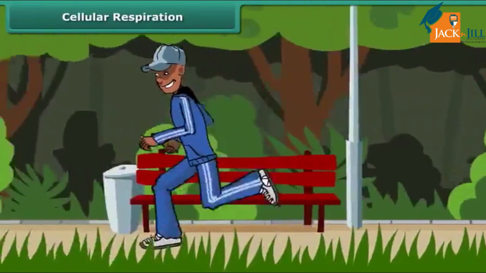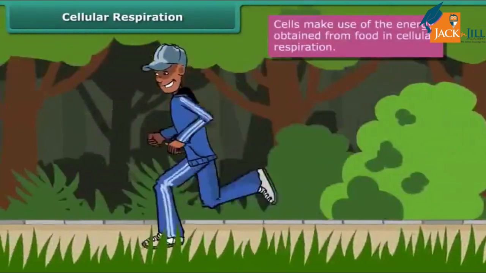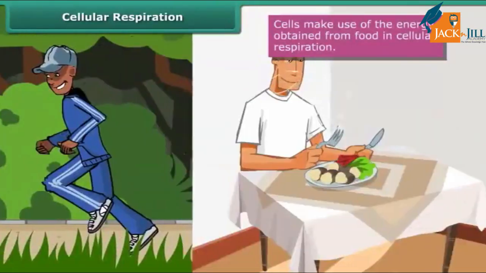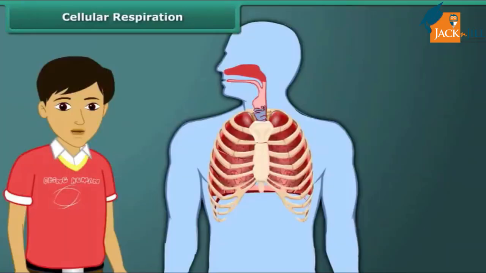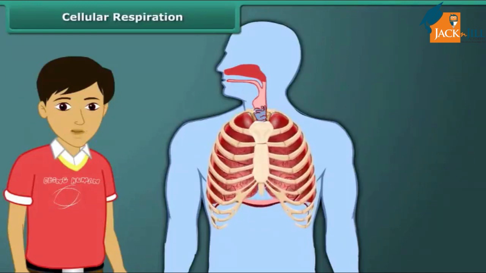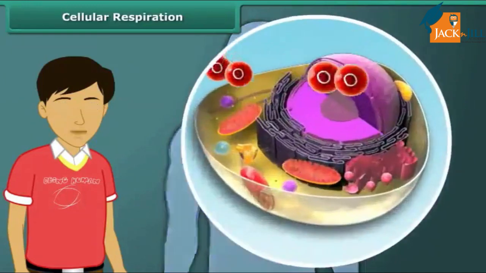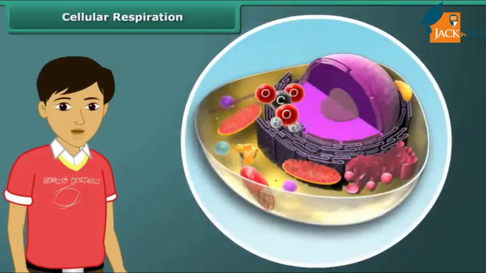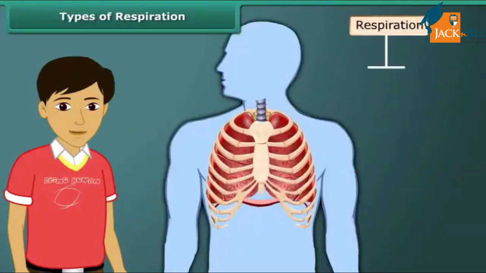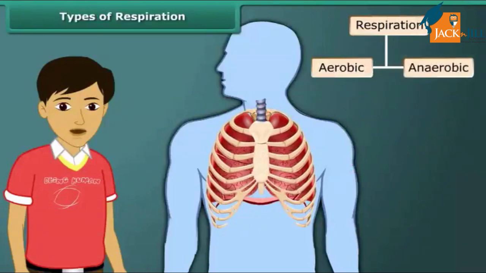Our body needs energy to perform various activities. The energy is produced when the food we eat is broken down into glucose. Breakdown of food requires oxygen obtained through inhalation. Thus, cellular respiration is the process by which cells make use of the energy obtained from food. Respiration is of two types: aerobic and anaerobic.